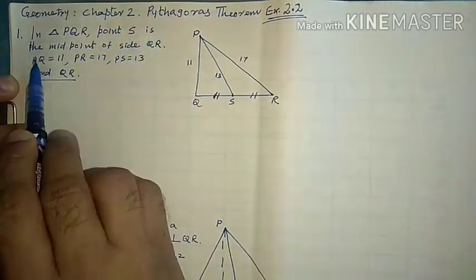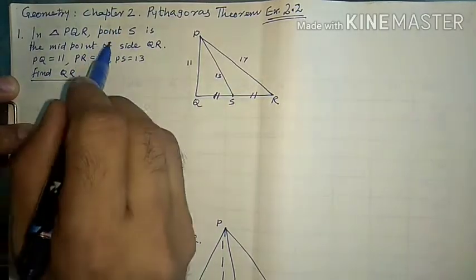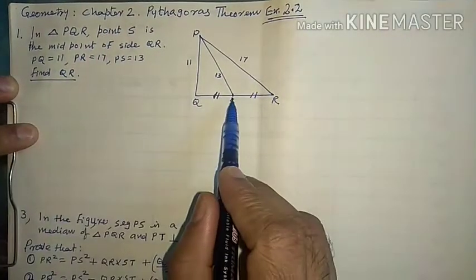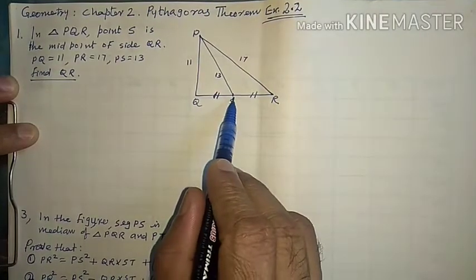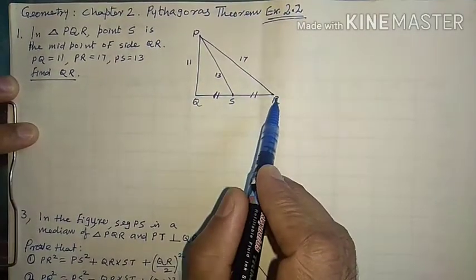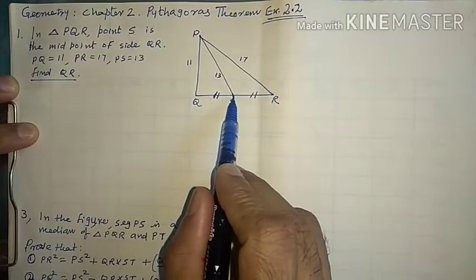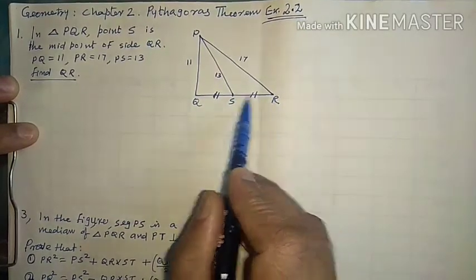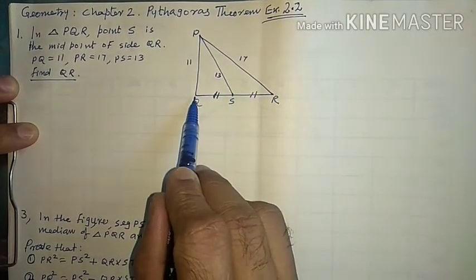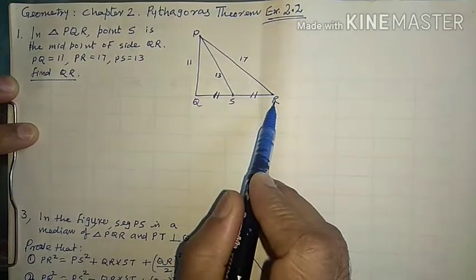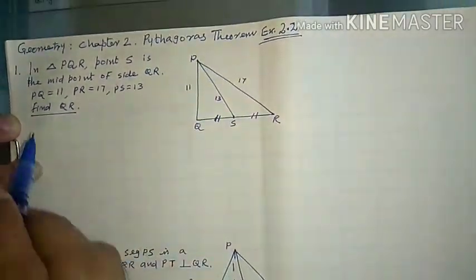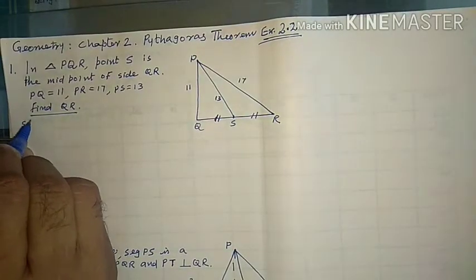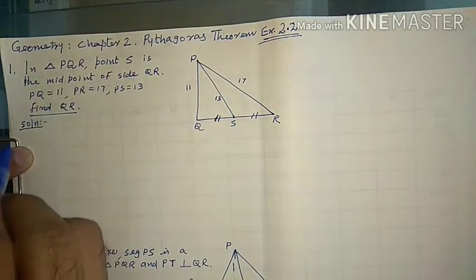Question number 1. In triangle PQR, point S is the midpoint of side QR. It means S divides QR into two equal halves. QS is equal to SR. Each one is half of the total QR. Here PS is the median. Now we start finding the solution.